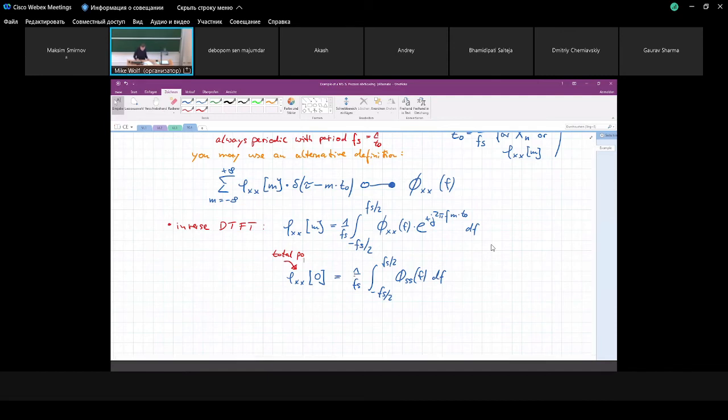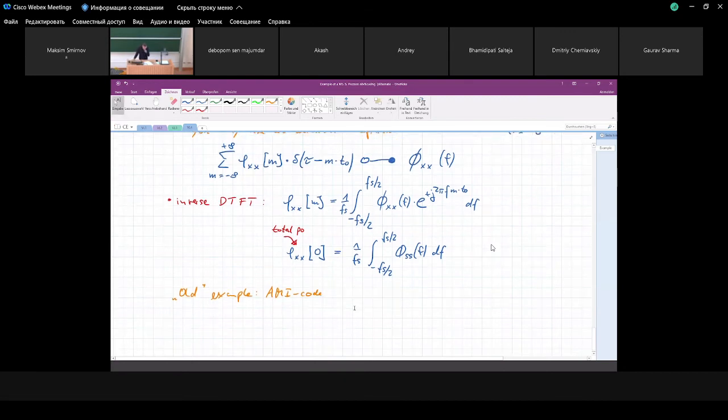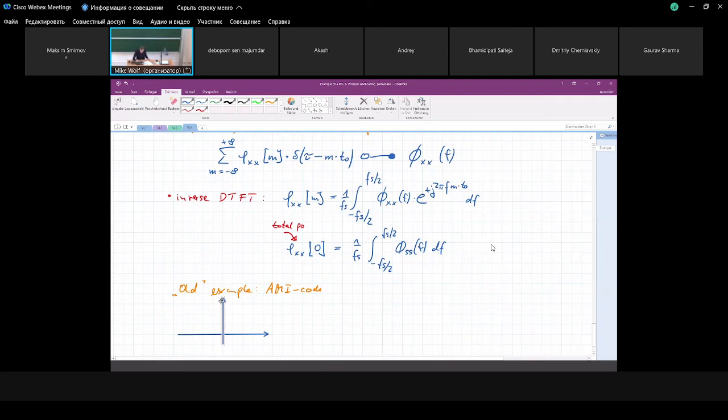Now, let's go to our old example. Let's obtain the power spectral density. We have one way to do this. We can start with our phi x. There was one value which was 1/2.